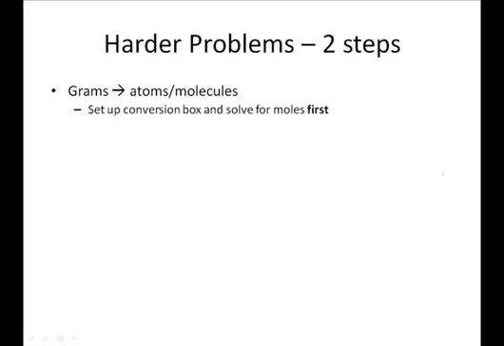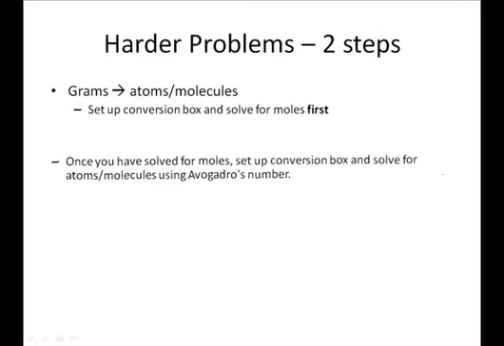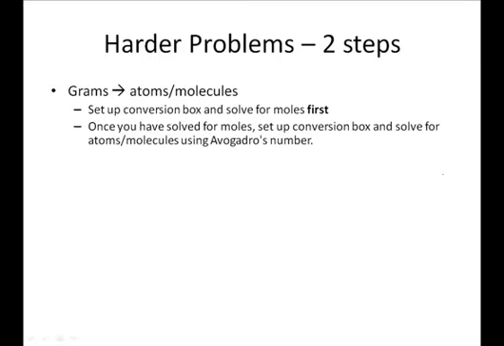The harder type problems are the two-step problems where you are given grams and you need to solve for atoms or molecules. You set it up using the conversion box where you solve for moles first. So moles are going to be on the top, grams are going to be on the bottom. And once you have solved for moles, then you set up a second conversion box and solve for atoms using Avogadro's number, where Avogadro's number is going to be on the top and moles are going to be on the bottom.